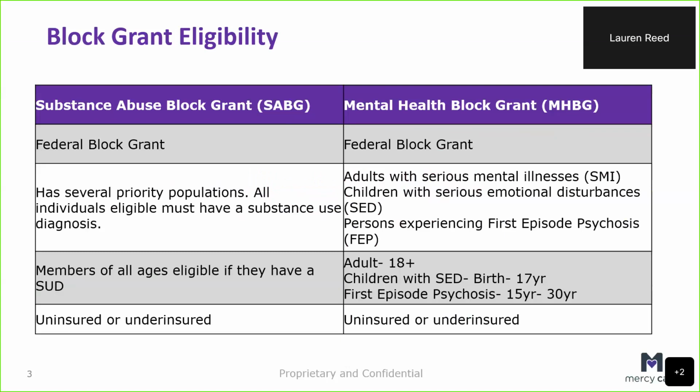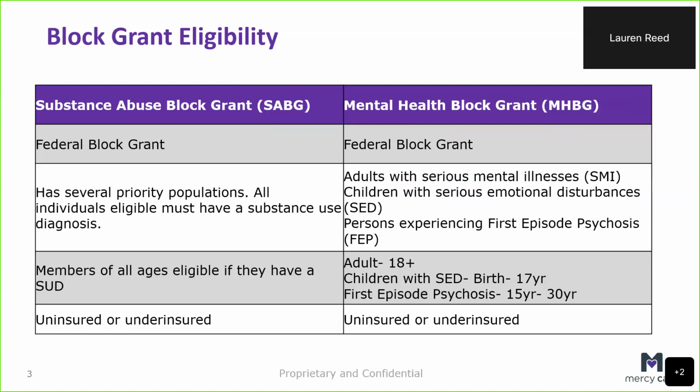We have two different types of block grant funds that are federally regulated based on eligibility and diagnosis. The Substance Abuse Block Grant, sometimes referred to as SABG, is a federal block grant for individuals of all ages with substance use disorder who are uninsured or underinsured. There are several priority populations that are targeted, and we will review those in our next slide.